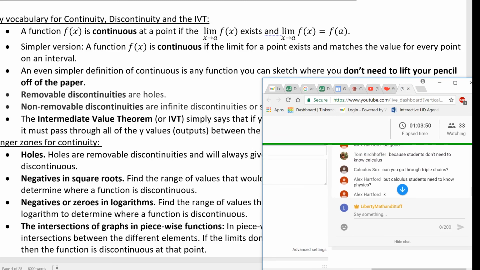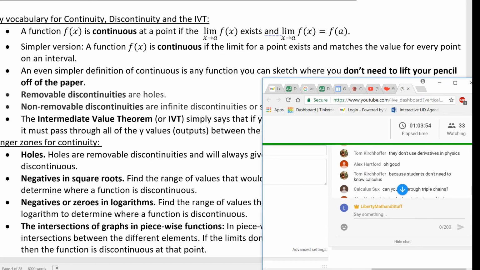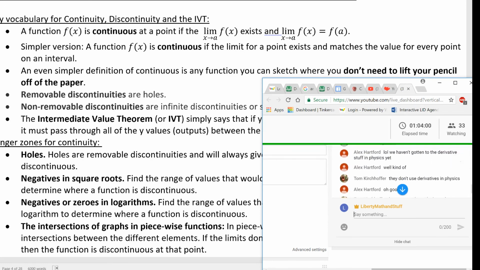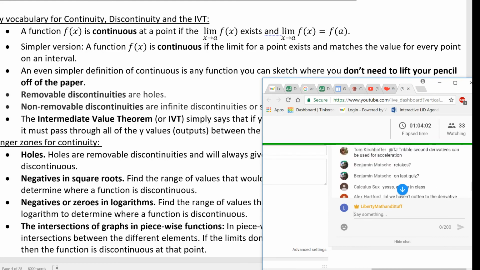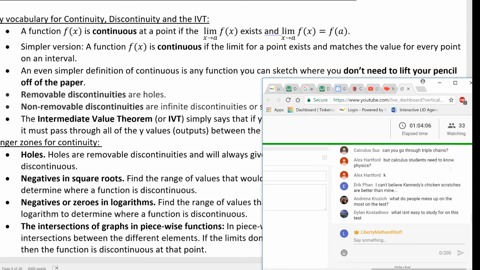Calculus students need to know physics. Yeah, kinda, honestly. Feels bad. Can I get through triple chains? Yeah, I can. I don't really want to, but yeah. Okay. Wait, it's 8. It's my bedtime. Kind of. I'll do 1 triple chain, and then I'm gonna call it an evening.